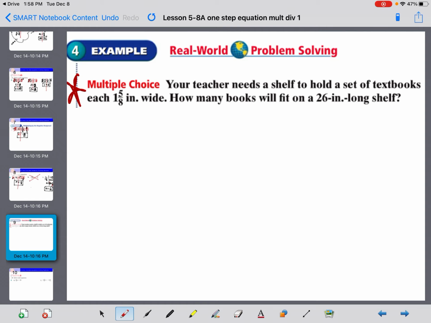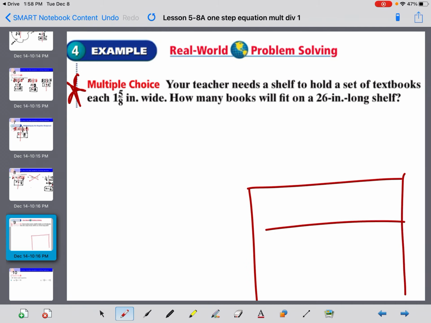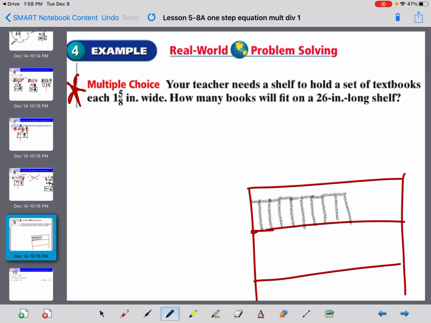Your teacher needs a shelf to hold a set of textbooks that are 1 5/8 inch wide. So here's my shelf. Now, I have textbooks, and I want each textbook to stack neatly on my shelf. And wouldn't you know that each one of these math textbooks is exactly the same width? Now, here's what you need to know. My entire shelf is 26 inches wide, and every one of these textbooks is 1 5/8 inches wide. And I want to know how many textbooks I will fit on one shelf.